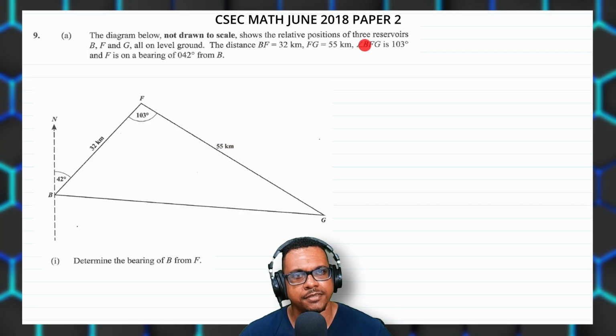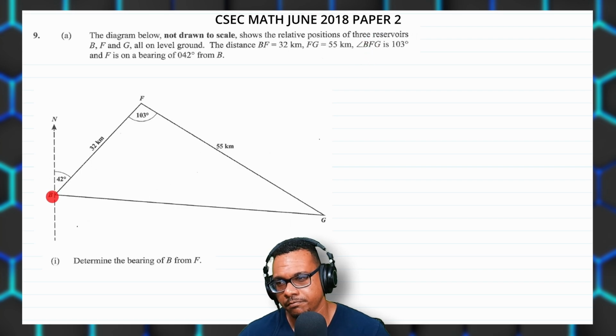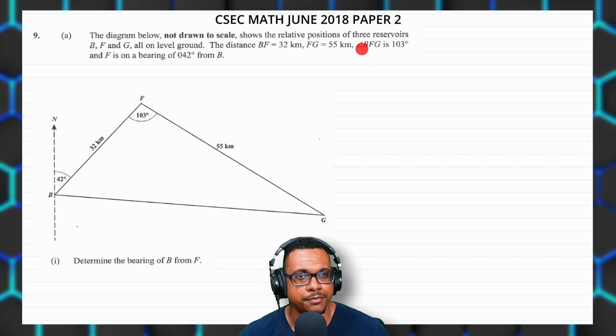And we have angle BFG. Now you know the angle is located at the letter in the middle, so the angle is at F. So if you go B, F, G, at F, 103 degrees. So angle BFG, 103 degrees.